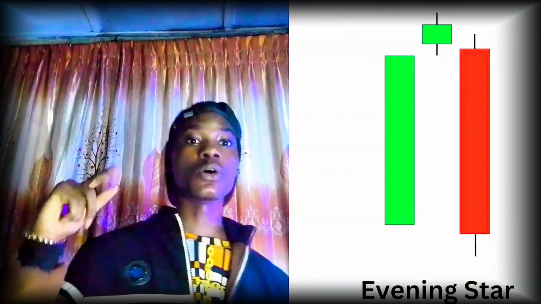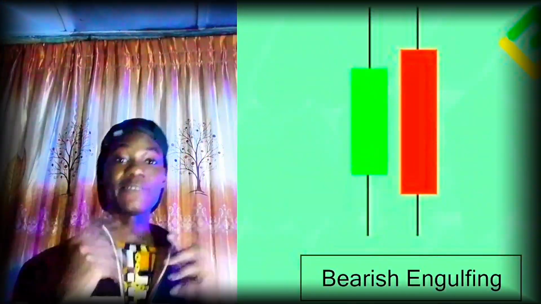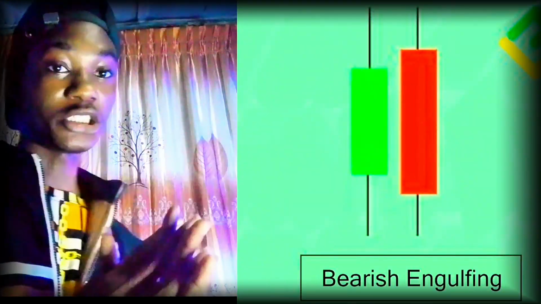So the next one is the evening star. The evening star is also a reversal candlestick, the opposite of the morning star. The evening star signals that the market is also going to reverse, but this time from bullish to bearish. So you often see the evening star at the top, at a resistance or trend line. And the next is the engulfing candlestick, which can be a bullish or bearish candle. It's always seen at a resistance or at a support, signaling a reversal.